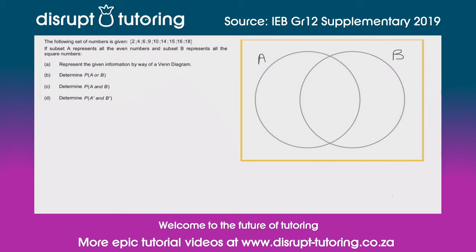Right, so the first number is 2, which is even. So we need to ask ourselves, is it a square number as well? It's not, it's just an even number, so we can put a 2 there. 4 is an even number, but it's also a square number, so it needs to go into the intersection because it fits both of the criteria.